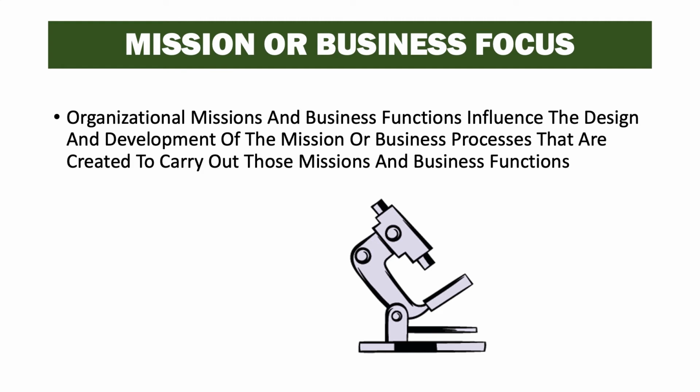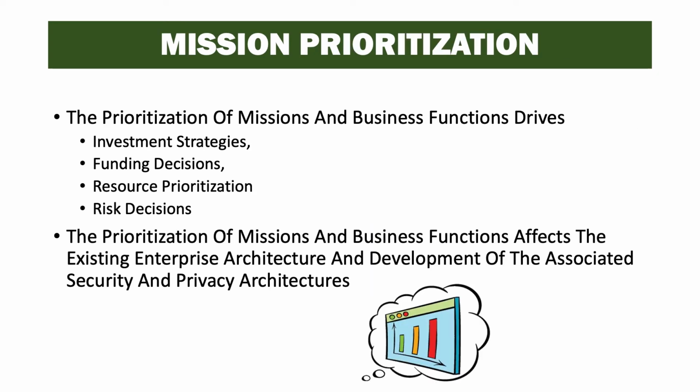Systems that are more impacted by the organizational mission get greater depth and focus when applying and selecting controls. The prioritization of mission and business functions drives investment strategies, funding, resource prioritization, and risk decisions. The prioritization of missions and business functions affects the existing enterprise architecture and development of the associated security and privacy architectures. We build our security architecture and our security environment to support the mission and business function.